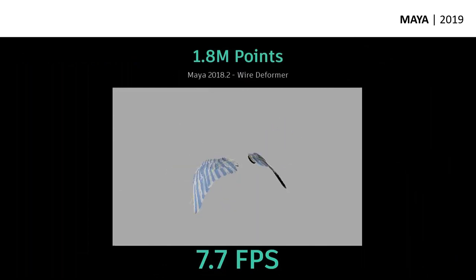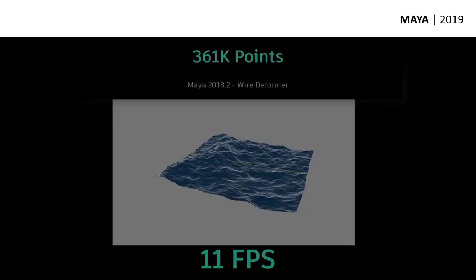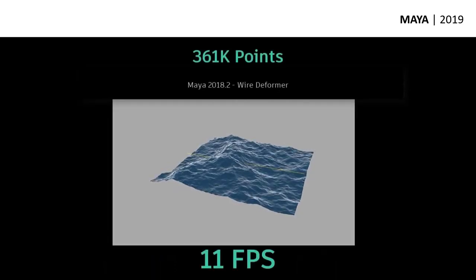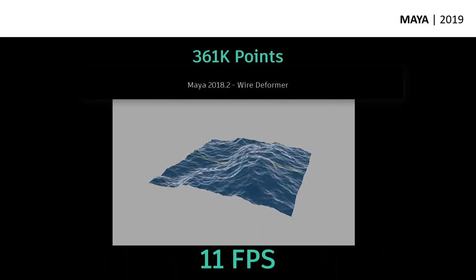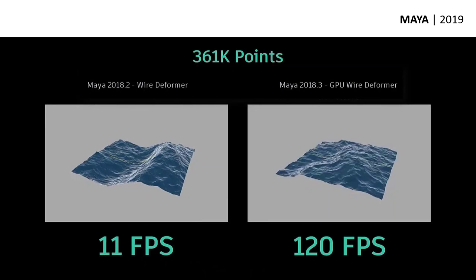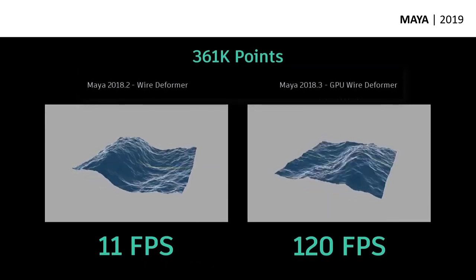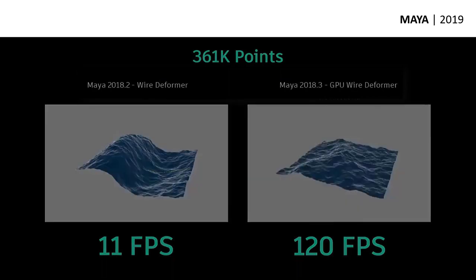So here's a wire deformer that's deforming almost 2 million polys. Doesn't look like it, but that's 2 million polys. And just a straight up comparison with GPU acceleration to without, I'm seeing essentially a 10-fold performance improvement. So there's another example of a deforming wave. I've got a wire deformer layered on top of this, running at 10 to 11 frames per second without GPU acceleration, running at 120 frames per second with GPU acceleration.